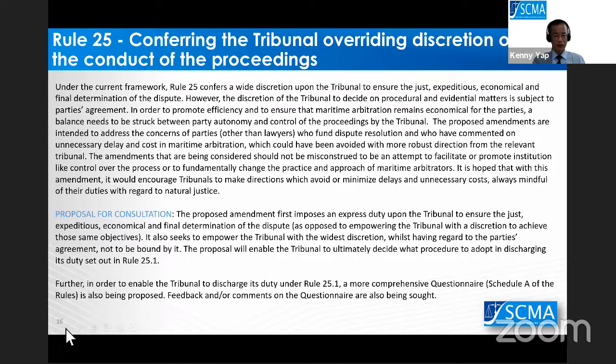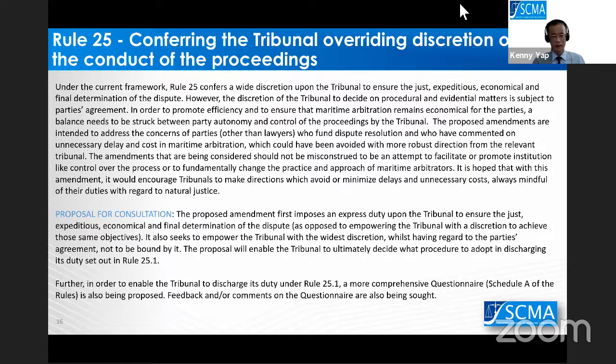So the proposal for consultation is, in short, three issues. First, do you agree that we should impose an express duty on the tribunal to ensure the just, expeditious, and economical disposal of the dispute, or merely empower the tribunal with a discretion to achieve these objects? At the moment, it's still a discretion. The possible amendment here is to change this discretion into an express duty to be imposed on the tribunal. The second issue is, do you agree that the tribunal should be empowered with the widest discretion, such that while the tribunal is to have regard to the parties' agreement, the tribunal will not be bound by it?